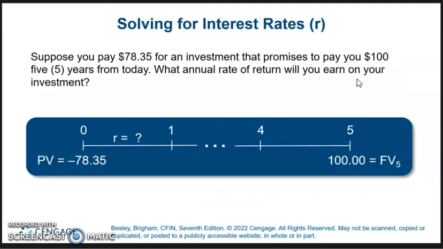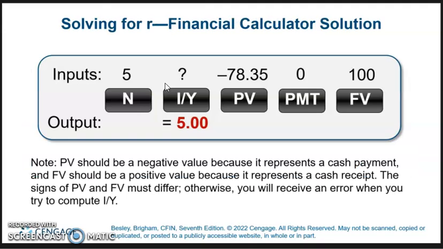Solving for interest rates next. So in this example, you pay $78.35 for an investment that promises to pay you $100 in 5 years from today. What rate of return will you earn on your investment? So we're going to use our calculator. It's 5 years. The cost is $78.35. That's a negative. There are no payments, 0 payments. So future value is 100. Then we compute I/Y and get 5.